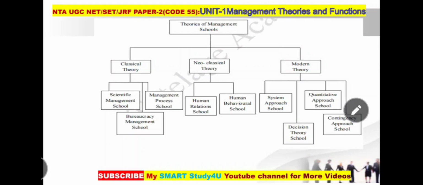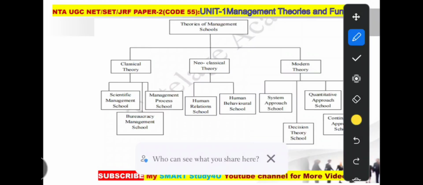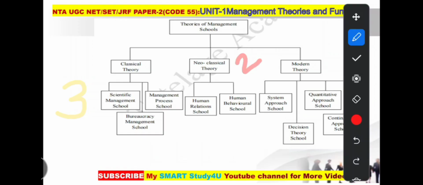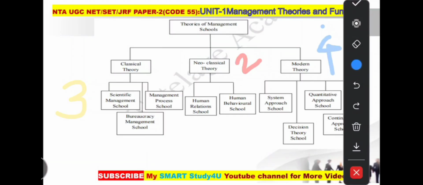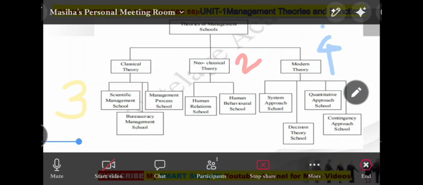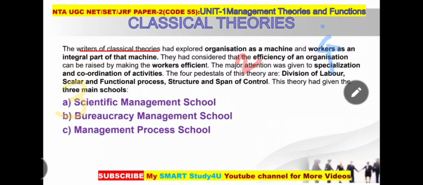In management theory, there are three types of schools: classical theory, neoclassical theory, and modern theory. In classical theory there are three schools: scientific management school, bureaucratic management school, and management process school. In neoclassical theory there are two: human relational school and human behavior school. Next, third is modern theory. In modern theory there are four schools: system approach school, decision theory school, quantitative approach school, and contingency approach school. We are going to see them briefly.